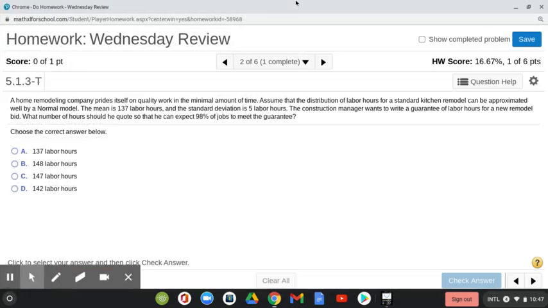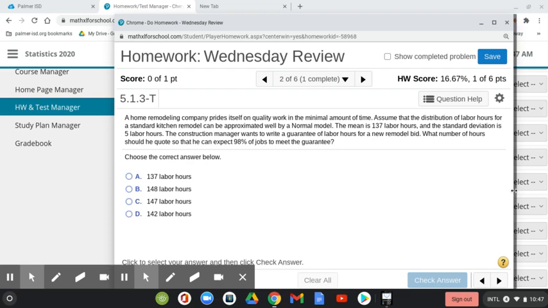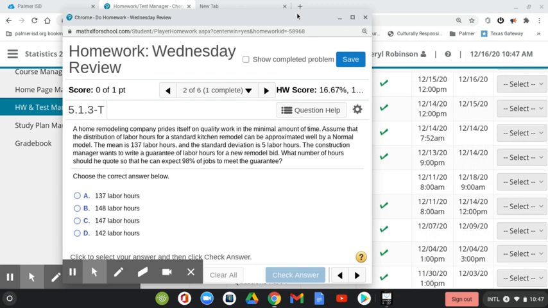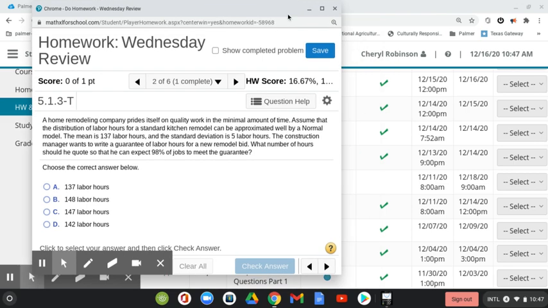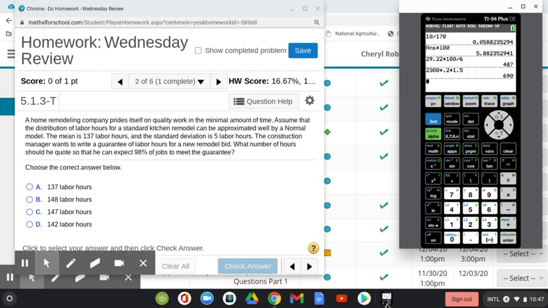Let me scoot over and show you. I can split the screen, but when I'm recording, for some reason, it doesn't do it. So that's why I'm moving everything around by hand.